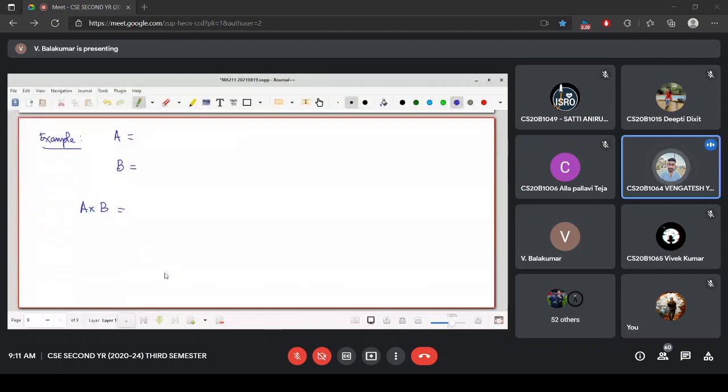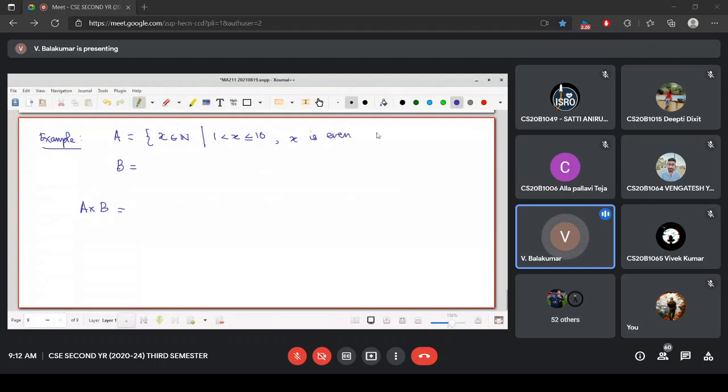Quick. Set of anything. Even numbers up to 10, sir. Natural numbers you are talking about. So x belongs to natural numbers, such that x is up to 10, you said 10 also I'll include, and x is even. I can directly write 2, 4, 6, 8, 10. Instead of that I'm writing in the set builder method.